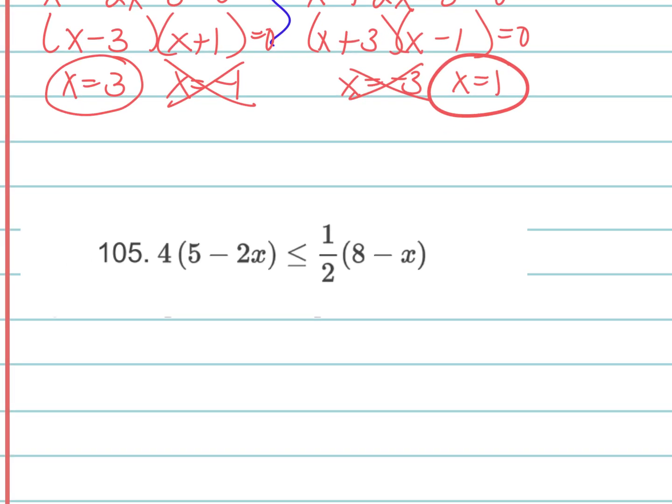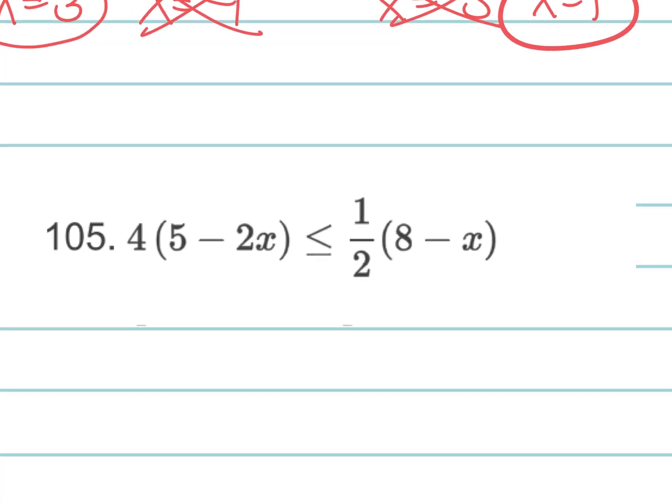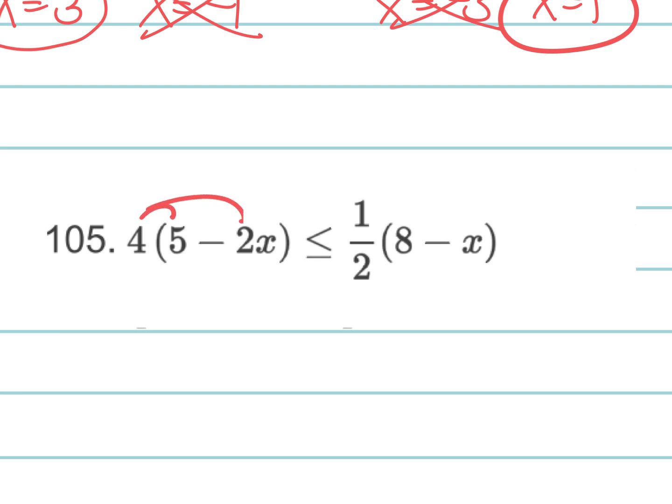Okay, coming to number 105, same thing, linear inequalities, the first power. I do see that I have a fraction, so you can go ahead and multiply through to get rid of the fraction if you want to, or you can simplify here as you want to. I'm going to go ahead and distribute. So I have 4 times 5 is 20 minus 8x less than or equal to 1/2 times 8 is going to give me 4 minus 1/2 x.